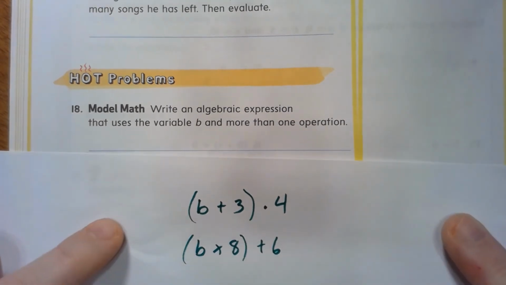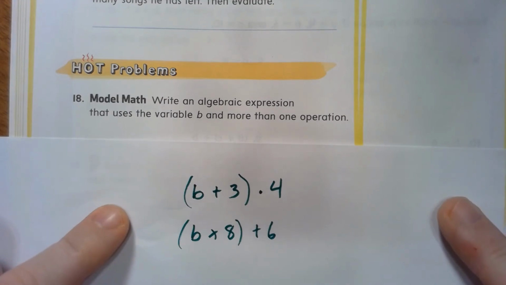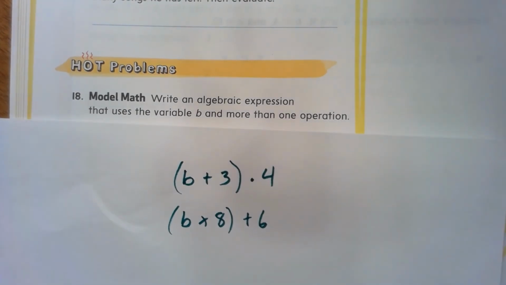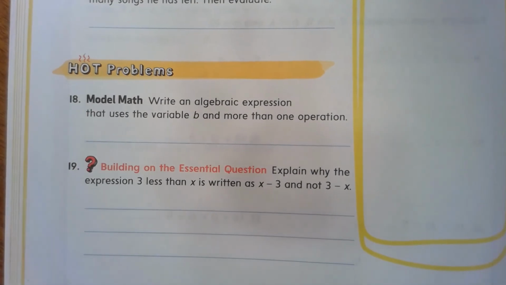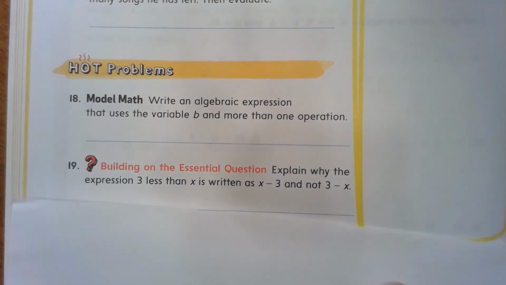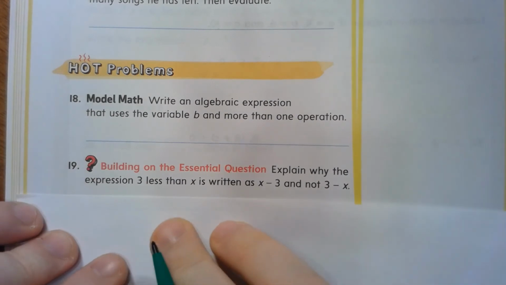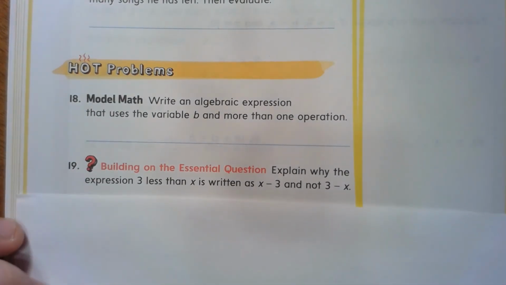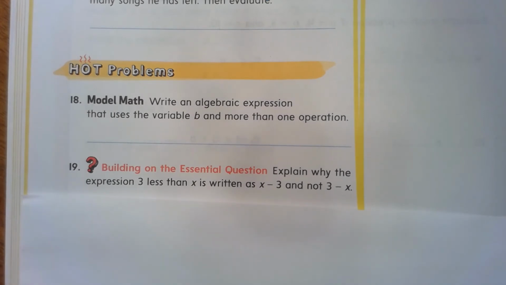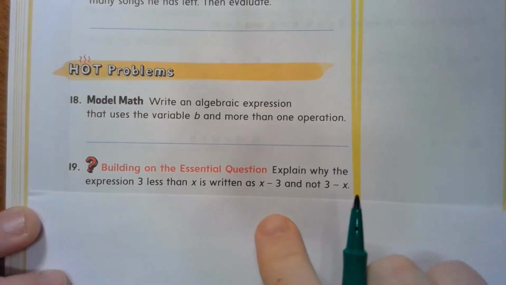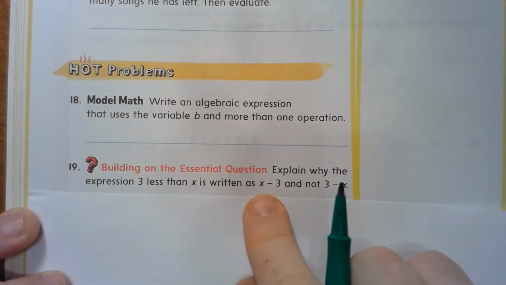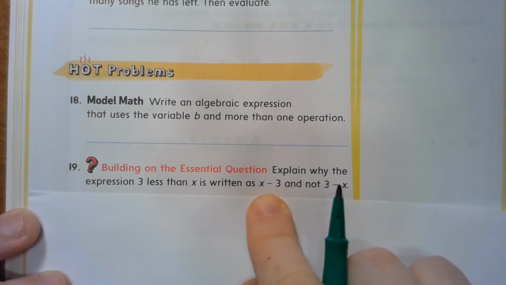Now I can evaluate this expression for whatever value of b I want to try to evaluate it for. So I can make b equal to whatever I want and then plug in that value for b and evaluate the expression. Question 19 says explain why the expression 3 less than x is written as x minus 3 and not 3 minus x. So we want 3 less than x. So I'm going to think of x as the amount of money that I have. And let's say I have $10. If somebody else has $3 less than I have, I know that they're going to have $10 minus 3, which is $7. So that tells me that the expression that's going to represent the amount of money that they have is going to be my money minus 3. That is 3 less than my amount of money.